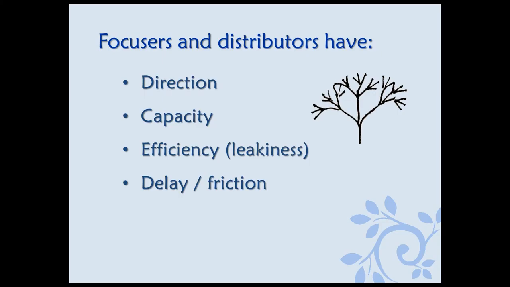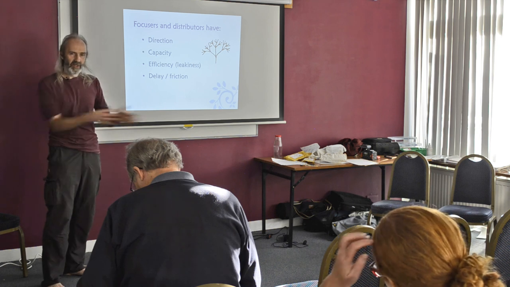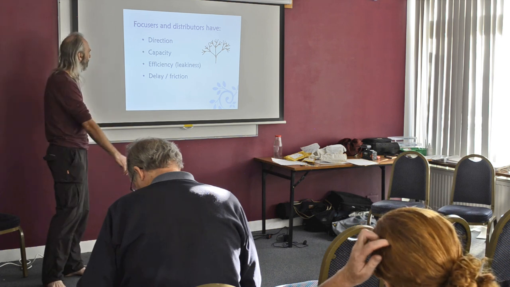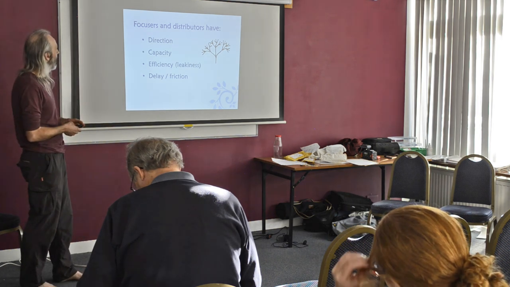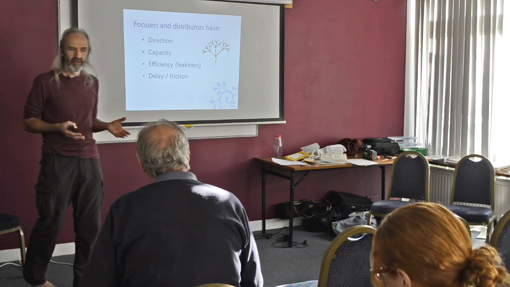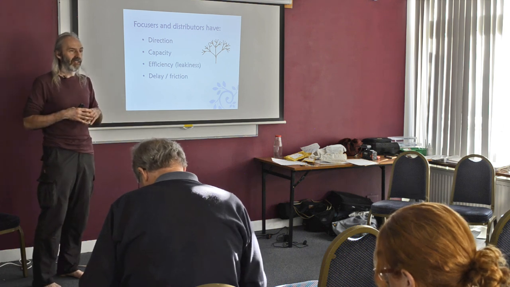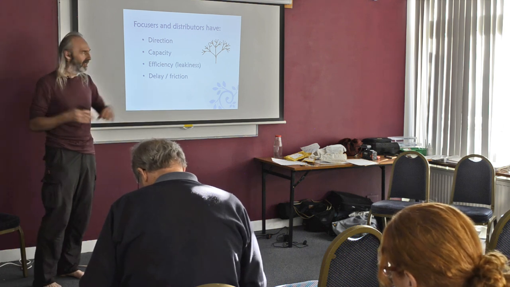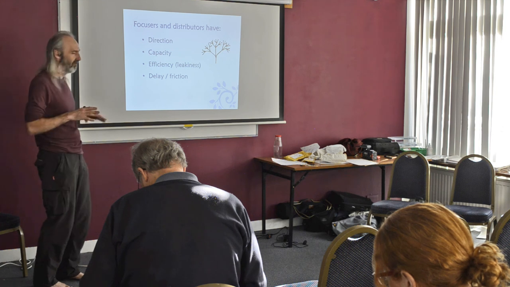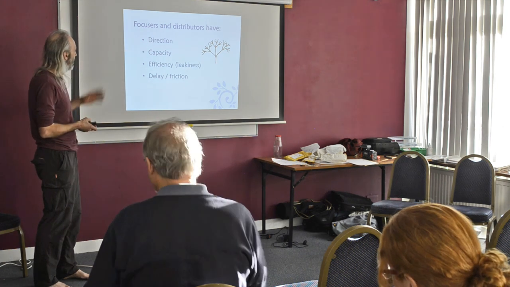And then we have focusers and distributors. I've put them in together simply because they're the same thing in opposite directions. But they also have direction. They're focusing your flow in a particular direction. They have a certain capacity. There's a point at which they might overflow. So a river system has moments when it overflows its banks, and that's part of nature's way of moving nutrients and distributing. But there's capacity there.